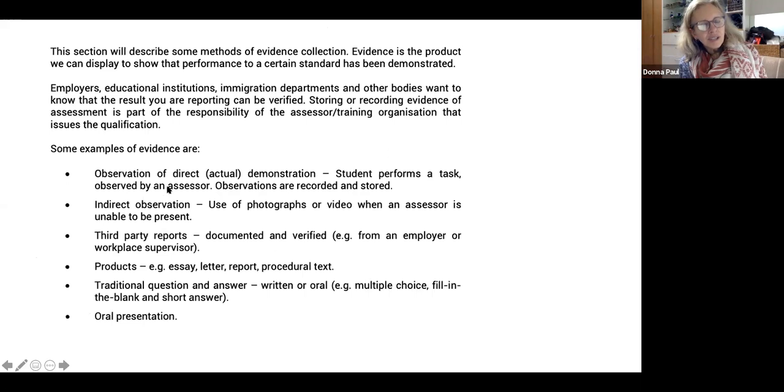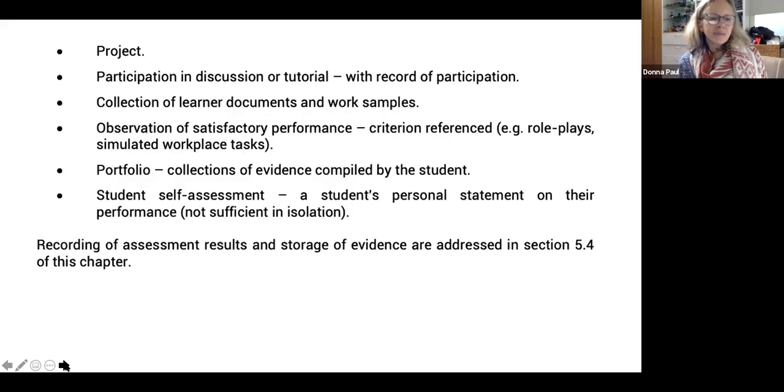Observing, which is the anecdotal notes, directly or indirectly. And also we can use third-party reports. So if someone is doing a practicum and someone else observes them, not me. And what they've actually produced, the output, like an essay, question answers, oral presentation. So all these are examples of evidence.